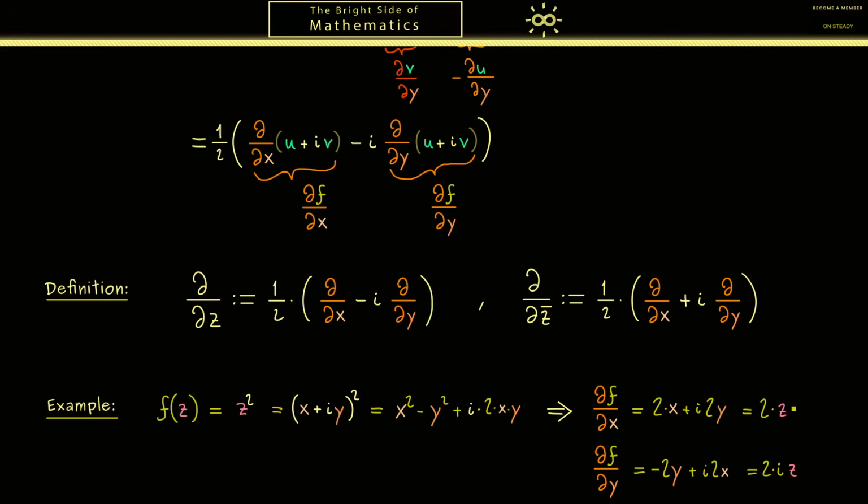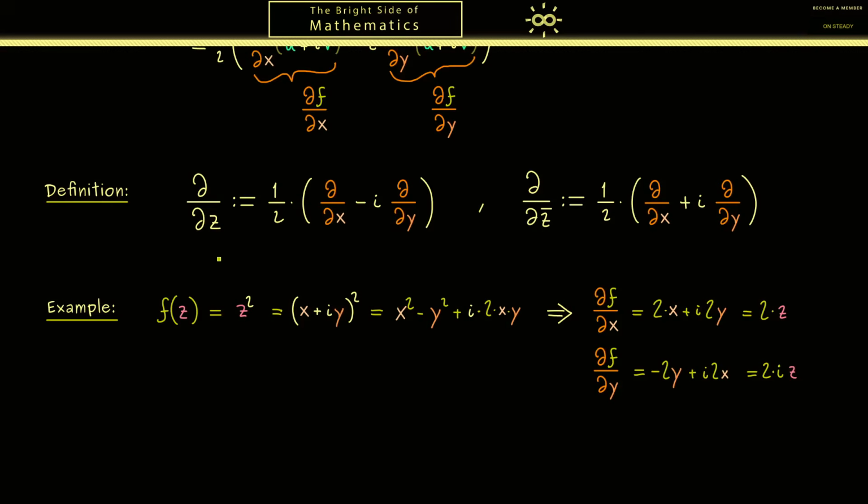Now, with these two nice short expressions, we should be able to calculate the two Wirtinger derivatives. So let's start with the second one, df dz bar. It's 1/2 times (2 times z plus i times 2iz). Again, we know i squared is minus 1, so we get 0 here. This is what we expected, because the polynomial is a holomorphic function.